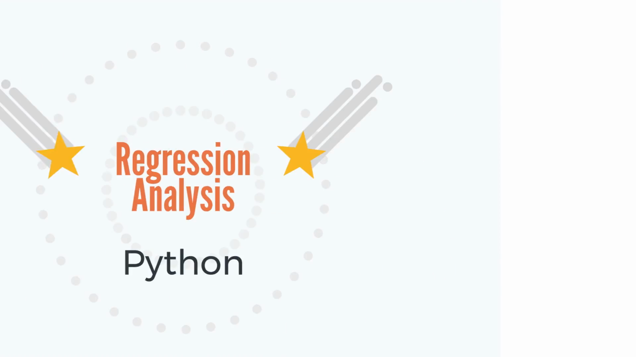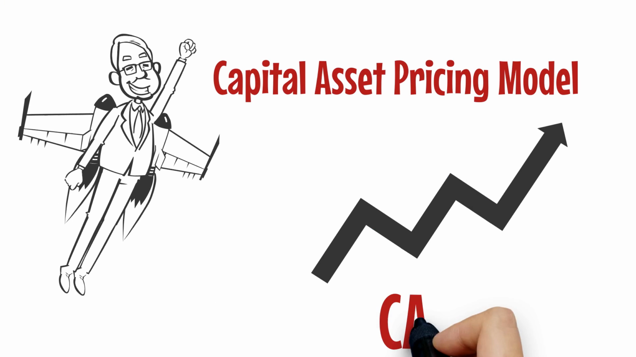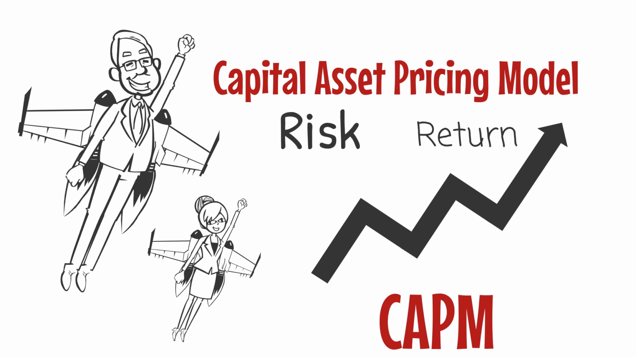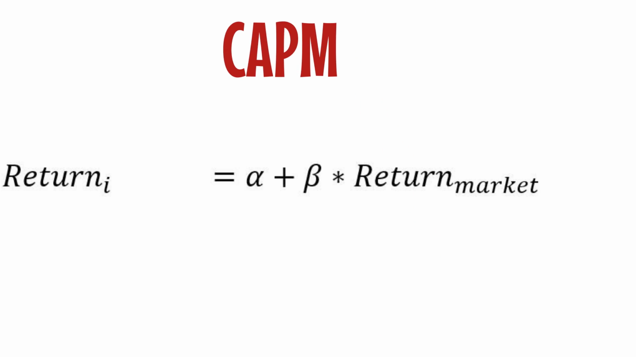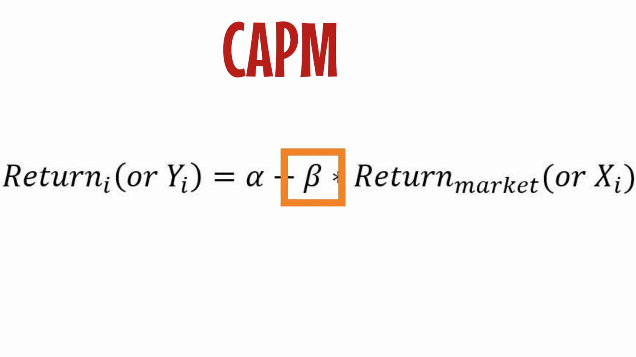Recall that the capital asset pricing model, or CAPM, describes the relationship between market risk and return for any security. We can loosely describe the CAPM equation as the return on stock i, or Yi, equals the risk-free rate or alpha plus the market risk factor or beta times the return on the market, or Xi. The beta coefficient tells us about the riskiness of a stock. The higher the beta, the higher the risk.